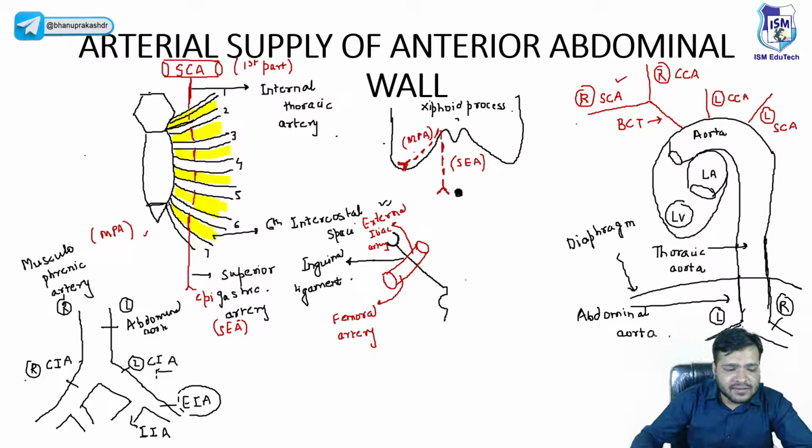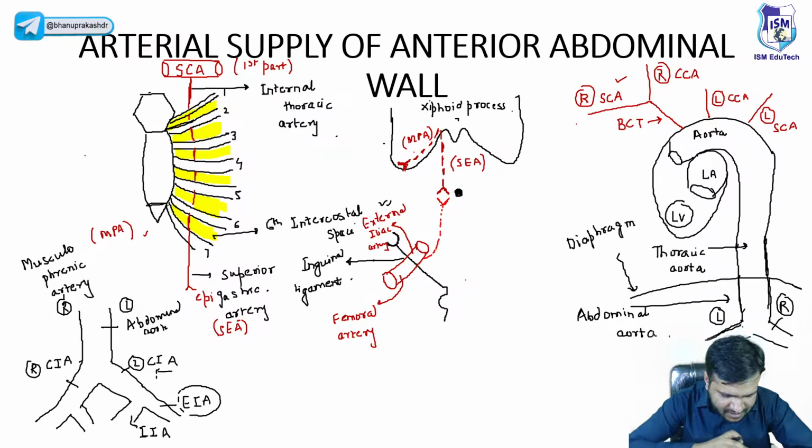Now beta, remember, a branch comes from the external iliac artery. Okay, there is a branch coming directly from the external iliac artery, and remember that this branch joins with the superior epigastric artery, it anastomoses. Can anyone tell me the name of this branch?